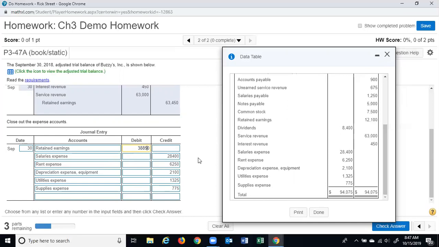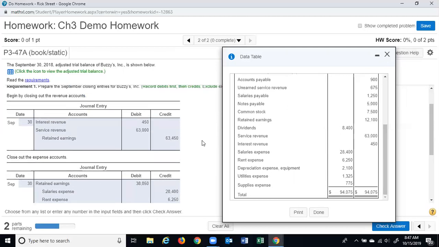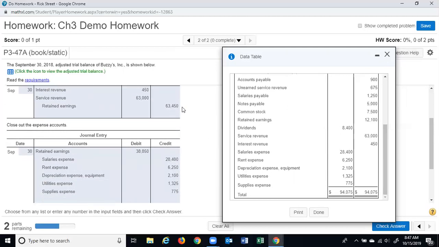$38,850. Okay, so let's check our answer again, and we're good. Okay, I want to draw your attention to something real quick. Notice that the amount that we put into retained earnings on the credit side of that account is offset by a debit amount that offsets that credit in the retained earnings. So just picture retained earnings with $63,450 on the credit side and $38,850 on the debit side. We can see that we have a credit balance of some amount. That credit balance is the income.